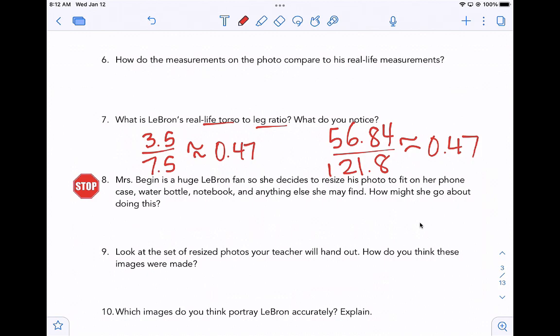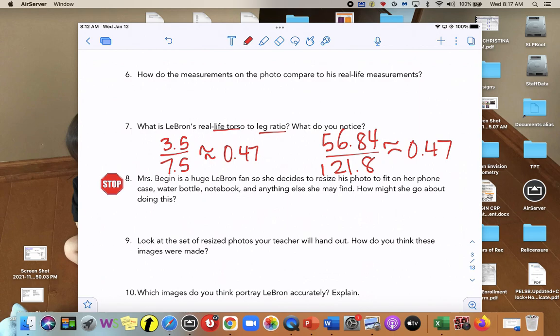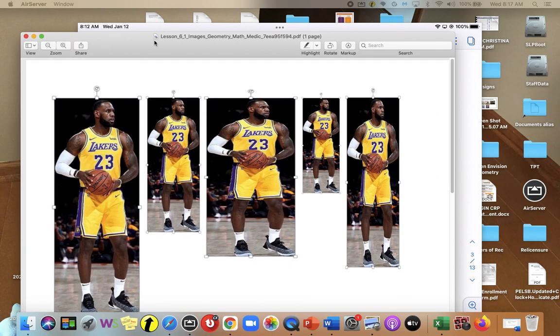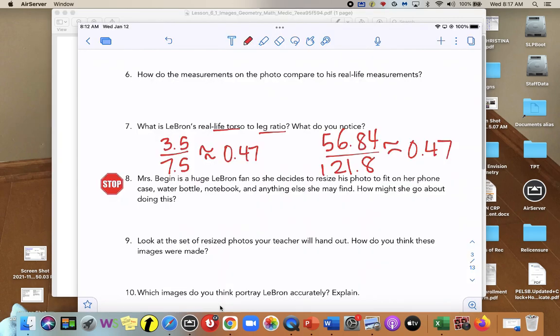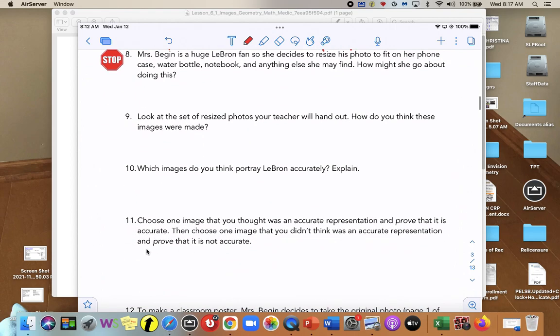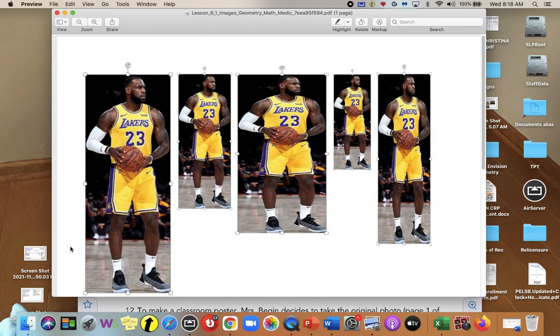Number 9, look at the set of resized photos your teacher will hand out. So I'm going to pop these up here. Okay, so here's a bunch of resized photos. What images do you think portray LeBron accurately? Can you explain? Can you choose one image that you thought was an accurate representation and prove that's accurate? Then choose one image you didn't think was an accurate representation and prove that it's not accurate. So think about how you could show something as an accurate representation versus how you could show something as not an accurate representation. In class, I'll hand these out and we'll have rulers. We'll be able to measure.